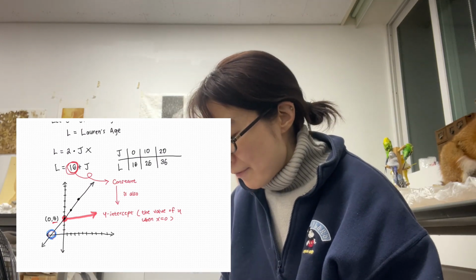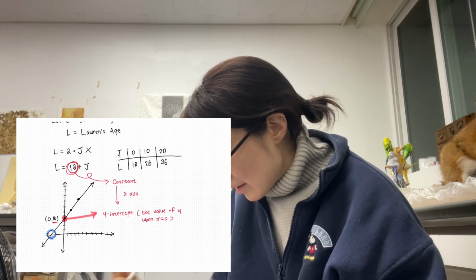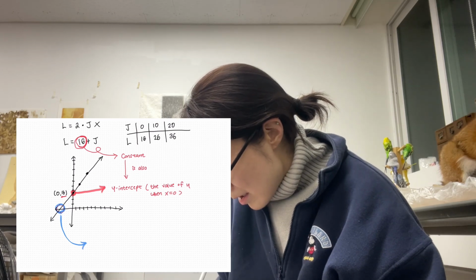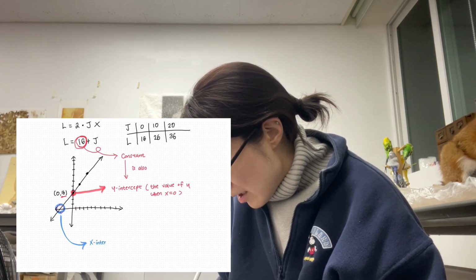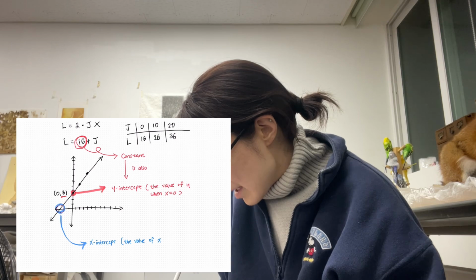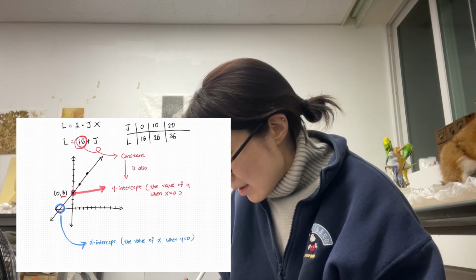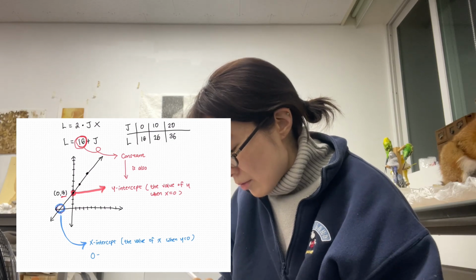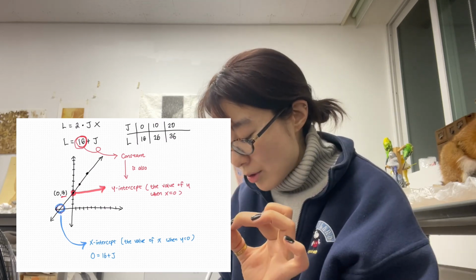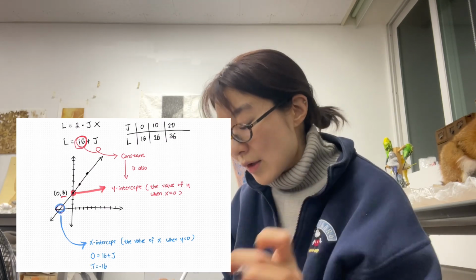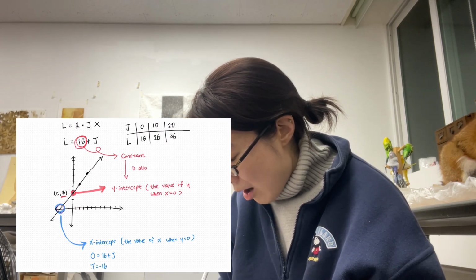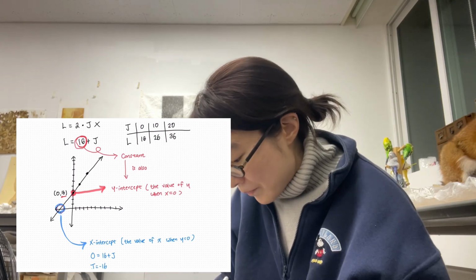So let's go ahead and find our x-intercept. X-intercept, the value of x when y equals 0. So when L equals 0, 16 plus J, in order for us to get 0, J must be negative 16, right? So my x-intercept is negative 16, comma 0. That must be the value.